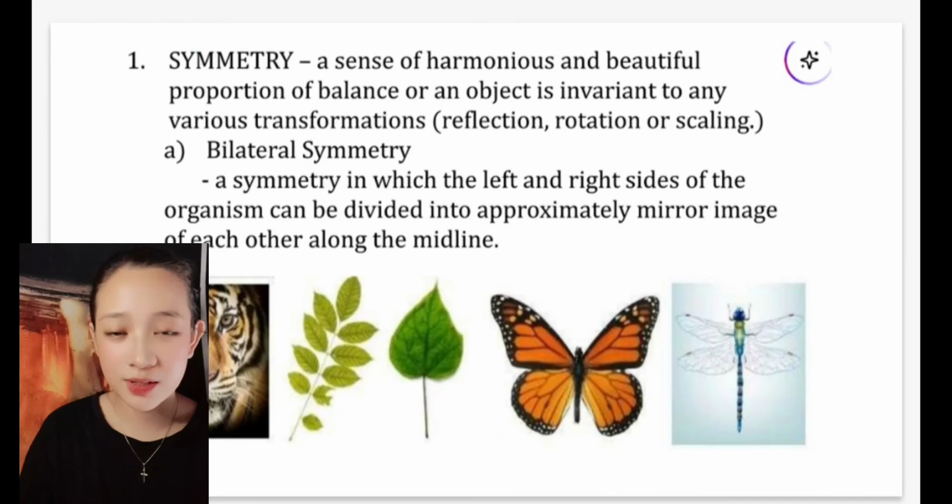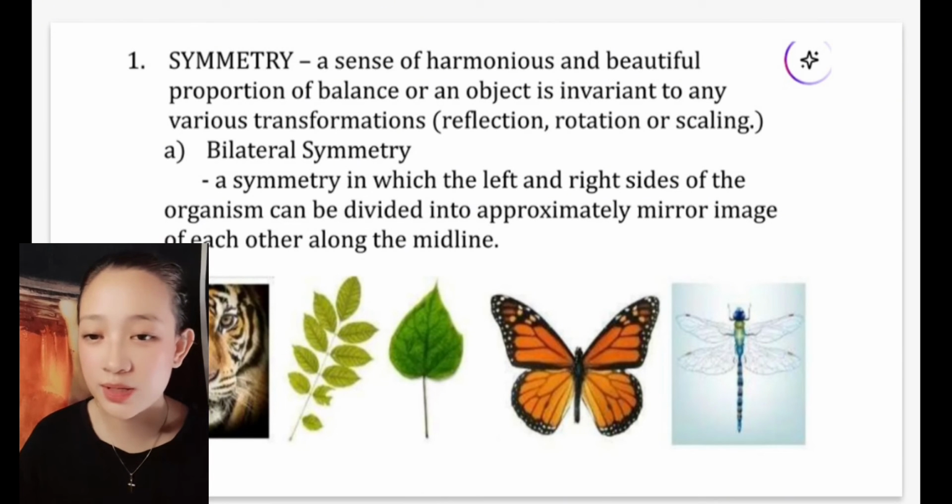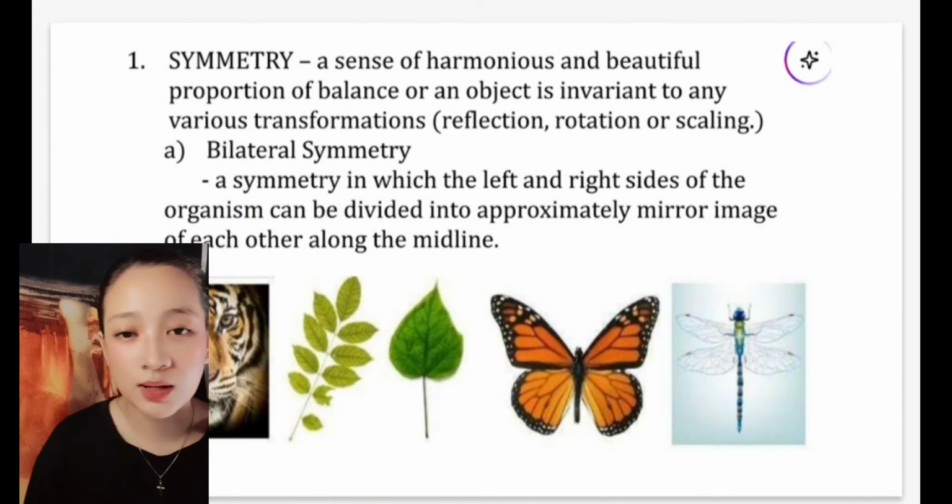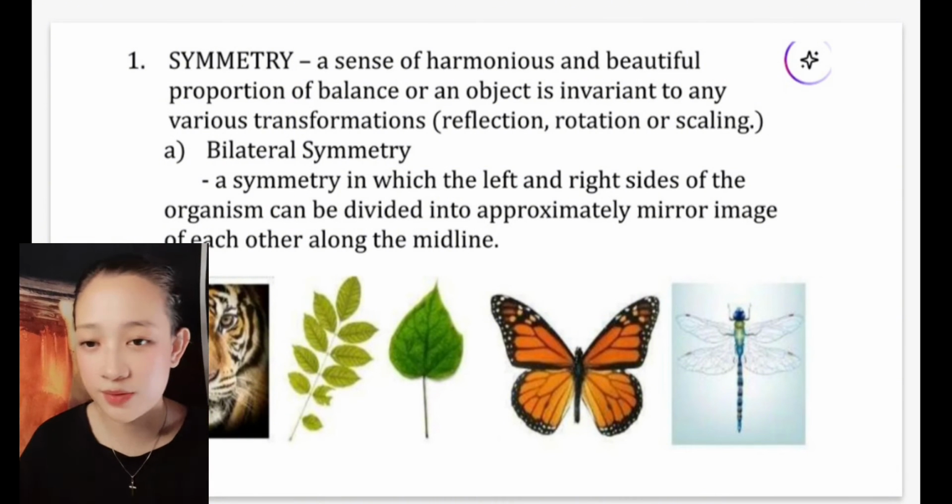As I've said earlier, symmetry is a sense of harmonious and beautiful proportion and balance, or an object is invariant to any various transformations like reflections, rotations, or scaling, and it has two types of symmetry: bilateral symmetry and radial or rotational symmetry.